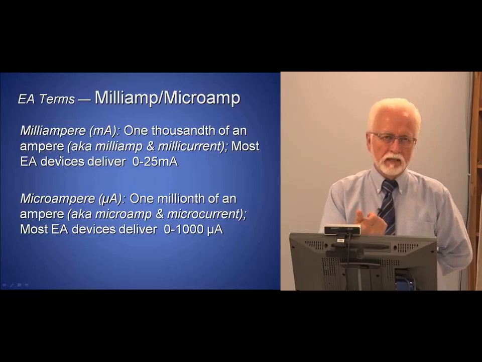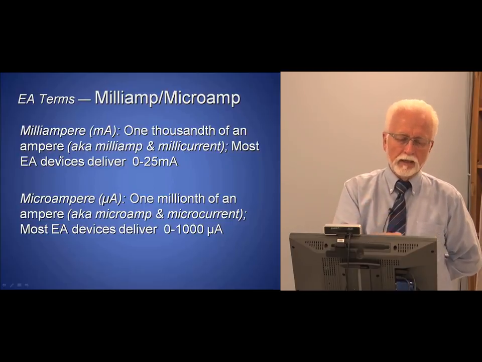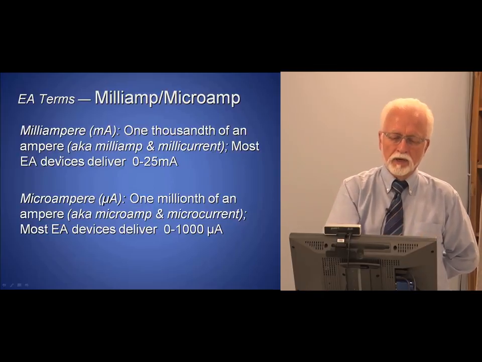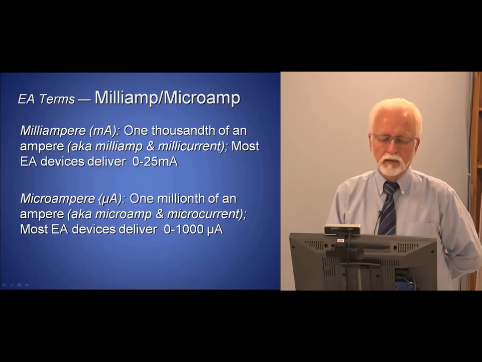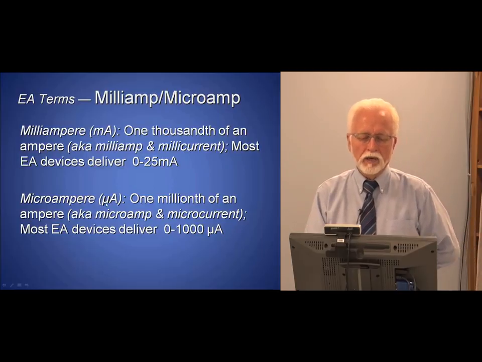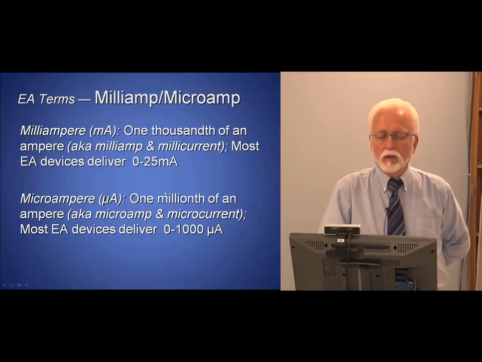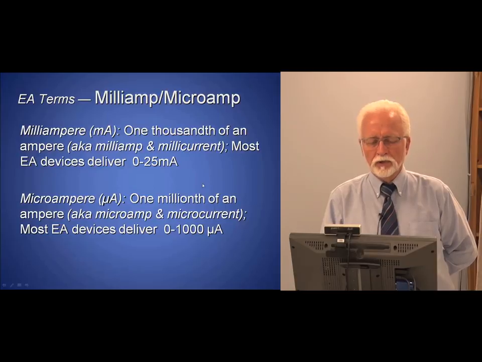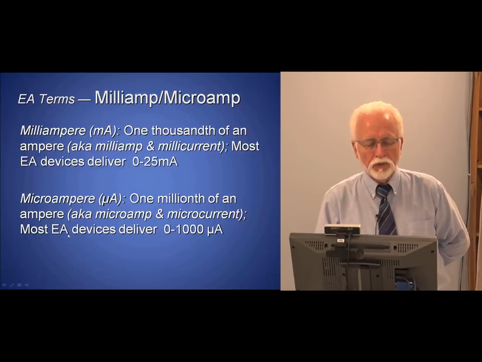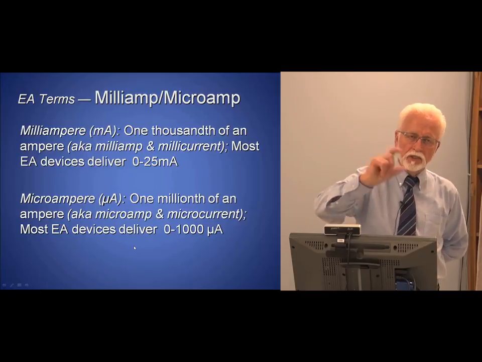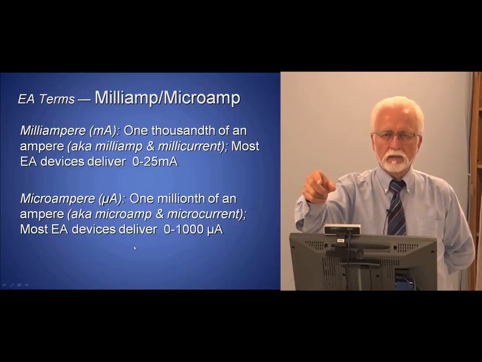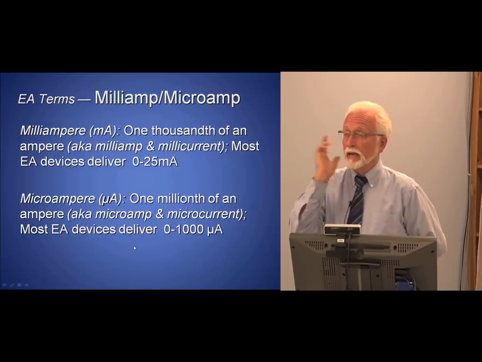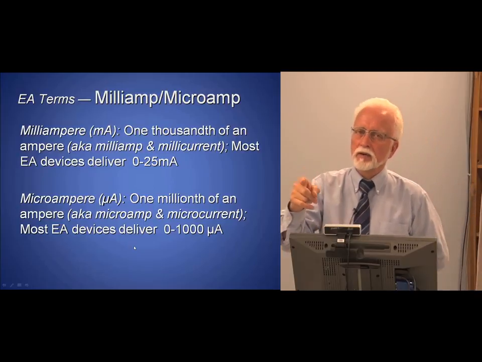Microamp is 1/1,000,000th of an ampere, so it's much smaller than a milliamp. So remember, micro is smaller than milli. And the symbol here is the Greek mu for micro and the capital A. This is 1/1,000,000th of an amp. It's tiny, tiny. Microamp, microcurrent, we use both terms interchangeably. Most electroacupuncture devices are going to deliver between 0 and 1,000 microamps when you're in the microamp mode. The Pantheon devices, I think it's 0 to 600 microamps.